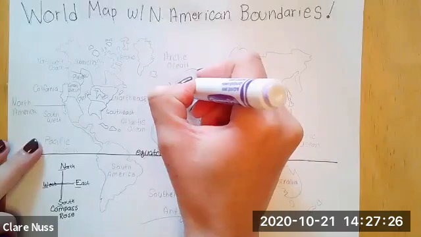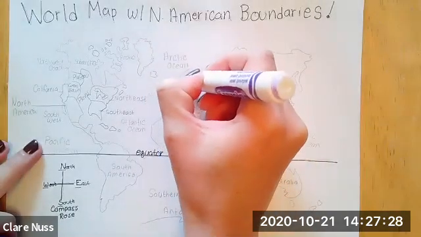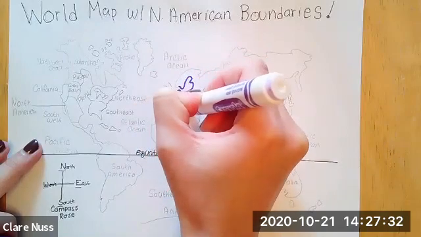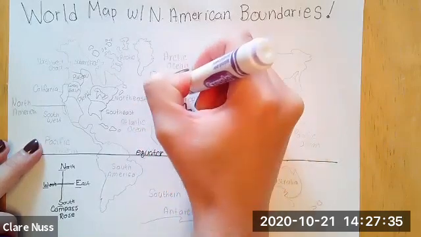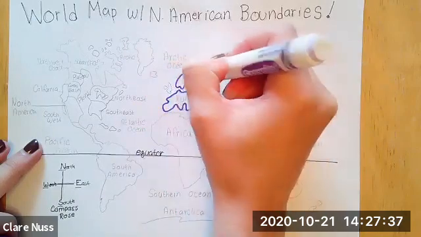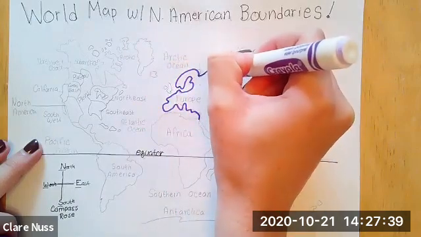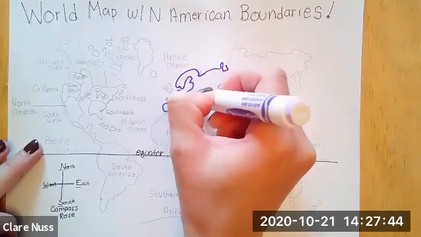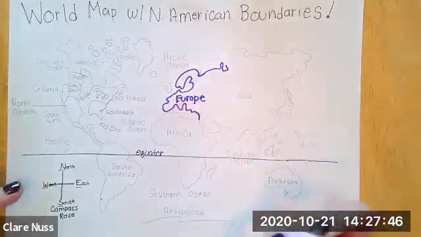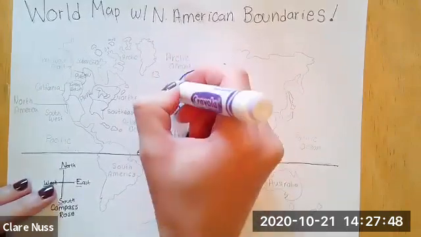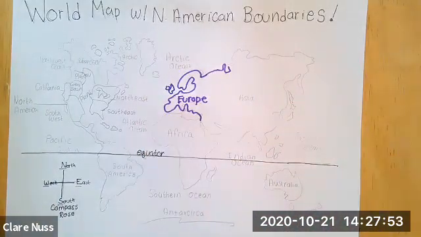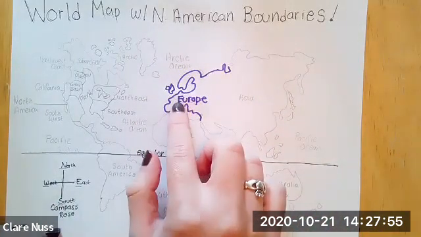The first continent we are going to talk about is the continent of Europe. Will you say Europe with me? Europe. Europe is where many of your ancestors are from. If you have ancestors who are from England, Germany, Poland, or Ireland, then your ancestors are from Europe.